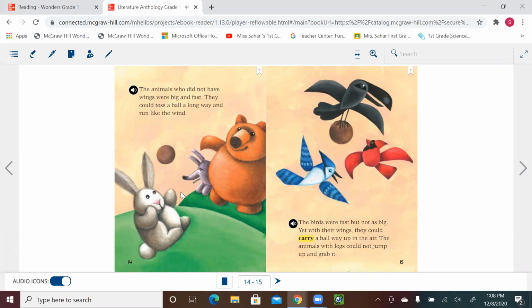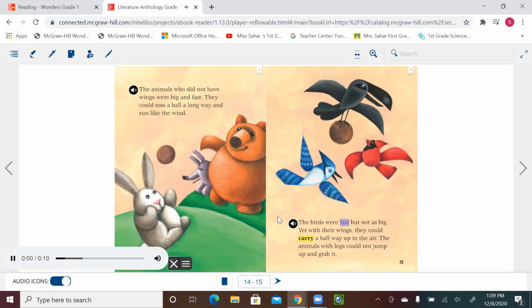Okay, so as we say, you have two teams. One without wings, that have legs, and animals or birds that have wings. Now they're describing the two teams. They say the animals who did not have wings were big and fast. So they could toss, as you see them, bear, fox, rabbit. They can toss the ball and run fast. Let's see the next team.